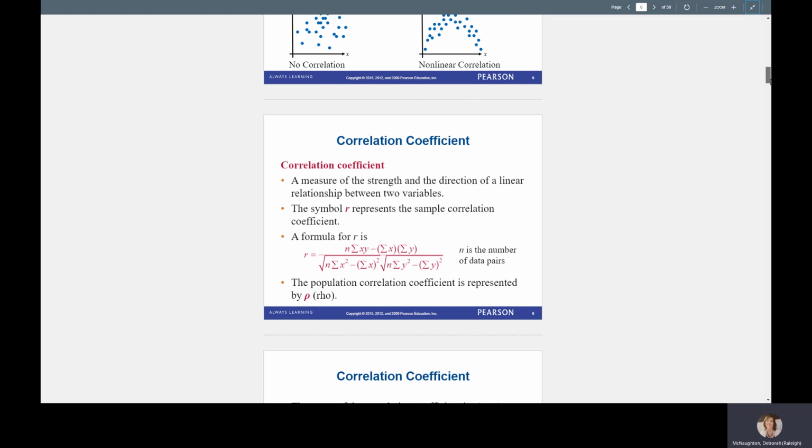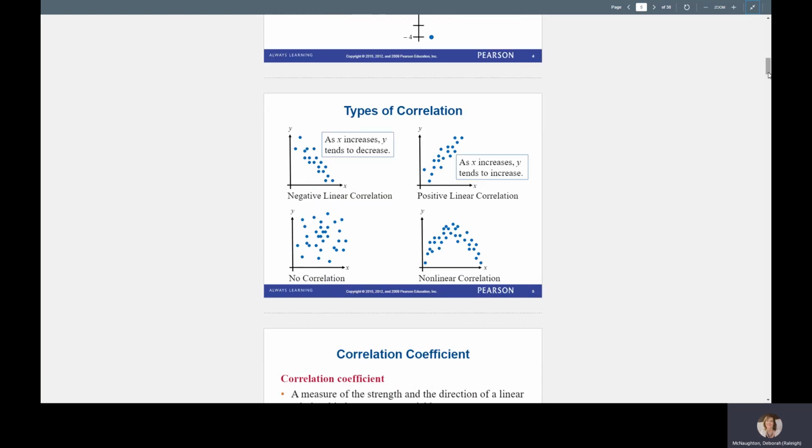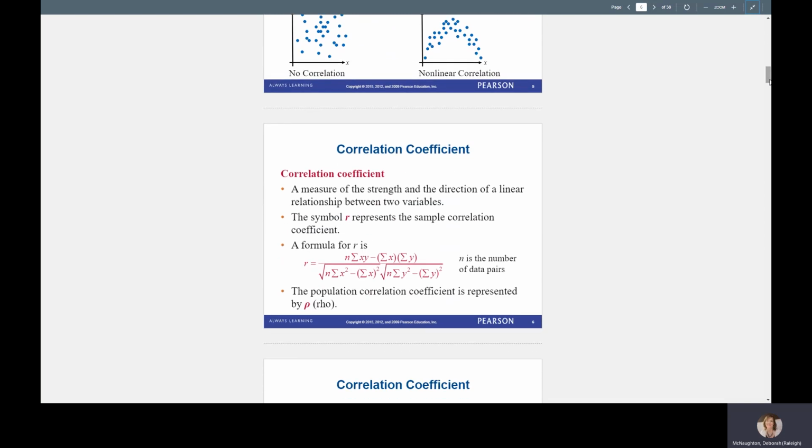So the first thing that we learn about is the correlation coefficient. We already talked about the types of correlation. So we actually measure this using a correlation coefficient, which is a measure of the strength and direction of a linear relationship between two variables.